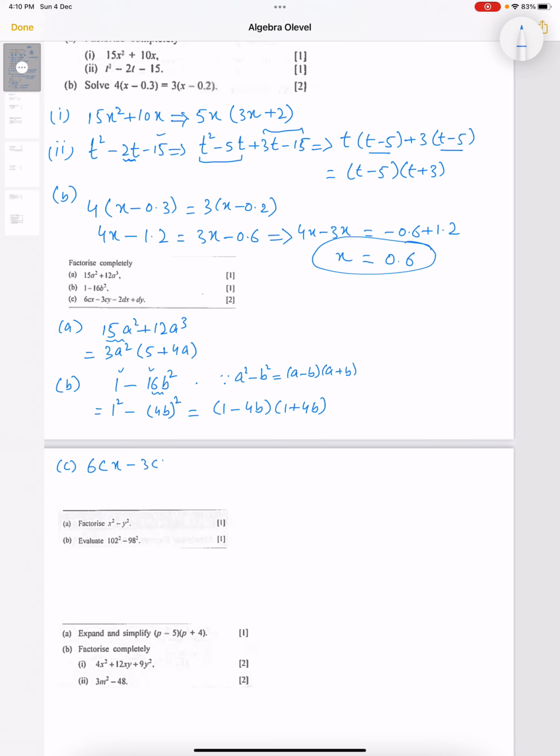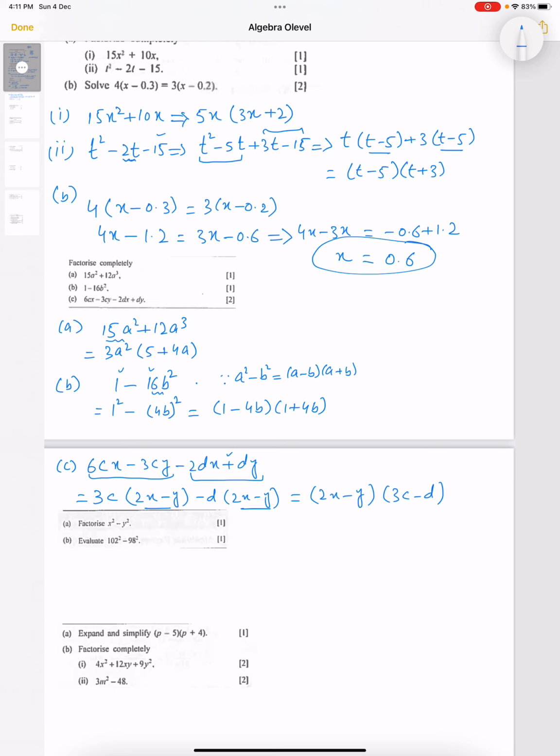6cx minus 3cy minus 2dx plus dy. Since there are four terms, we will make pairs of these two and these two terms. In these two terms, we see that 3c is common. So we have here (2x minus y). In these two terms, we can see that negative d is common. So we again have (2x minus y). Since minus is taken as common, this plus will change. Both brackets will have the same value. So that's the right thing. It becomes (2x minus y)(3c minus d) as the answer.